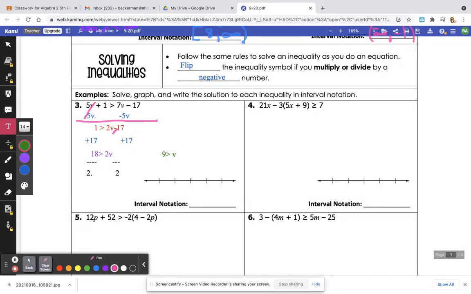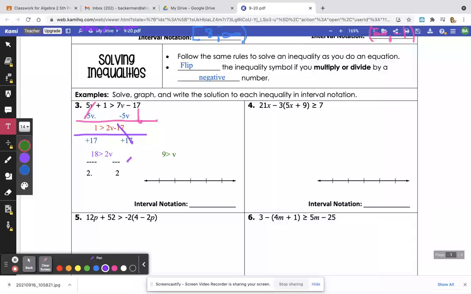7V minus 5V is 2V. We still have the negative 17. Then we're going to add 17 to both sides because we're trying to get V alone. So negative 17 plus 17, that goes away. Over here, I now have 1 plus 17. That's 18. And 18 is going to be greater than 2V.